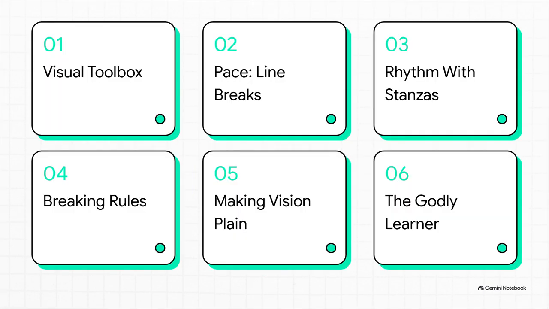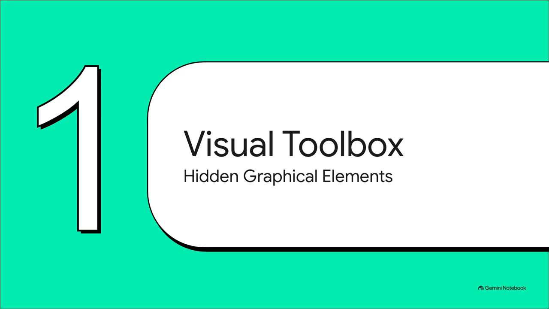Okay, let's dive right into our roadmap for today. First, poetry's hidden visual toolbox. Second, controlling pace with line breaks. Third, building rhythm with stanzas. Fourth, breaking rules. Fifth, making the visual plain. And finally, number 6, the godly learner.